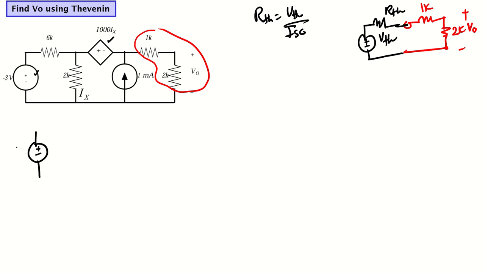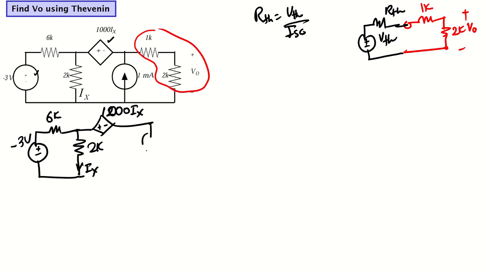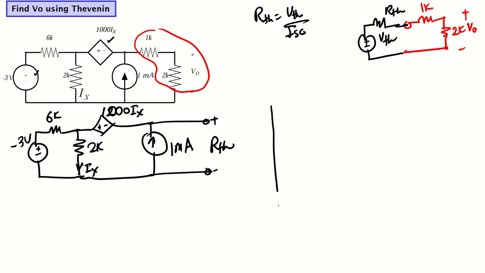So this is plus minus 3 volt. I have 6k here. I have 2k here with the current Ix, and I have a dependent source, plus minus, 1000 of Ix. I have a current source here which is 1 milliampere. And we want to find the voltage drop here. That will be V Thevenin.